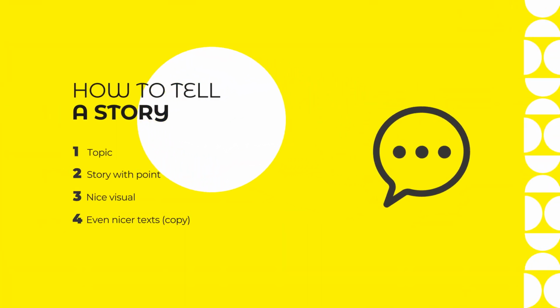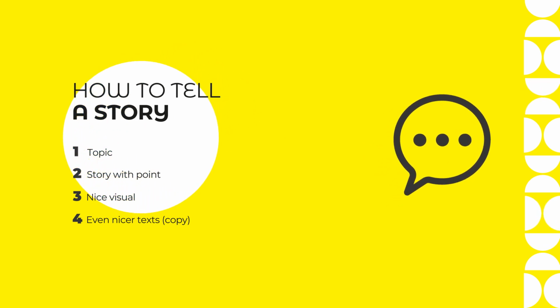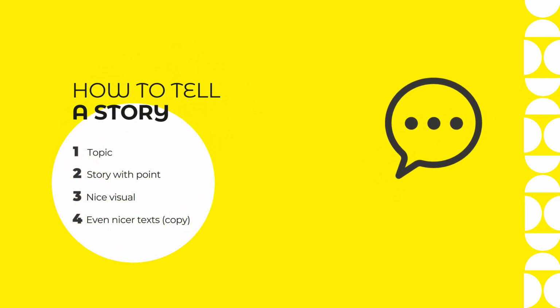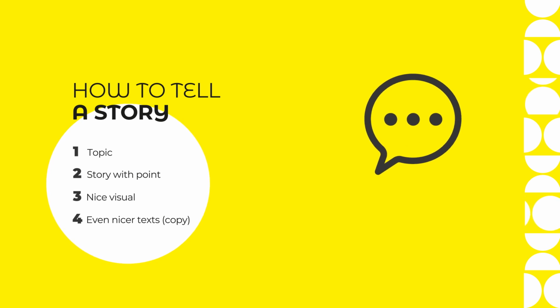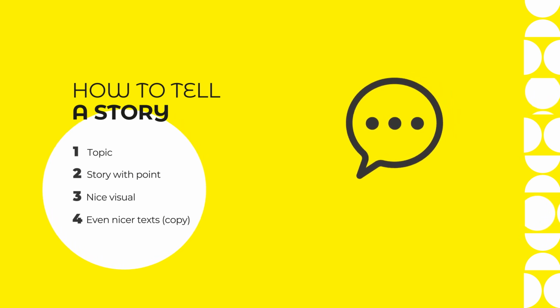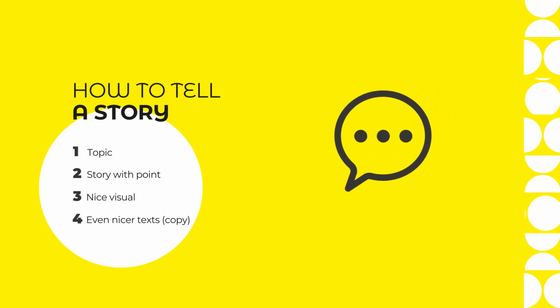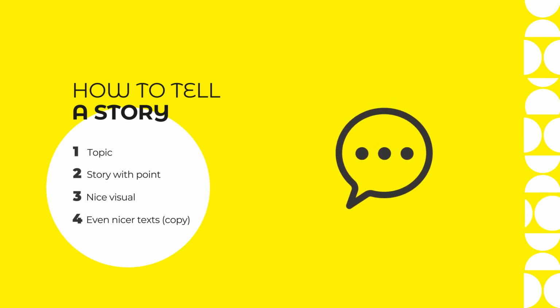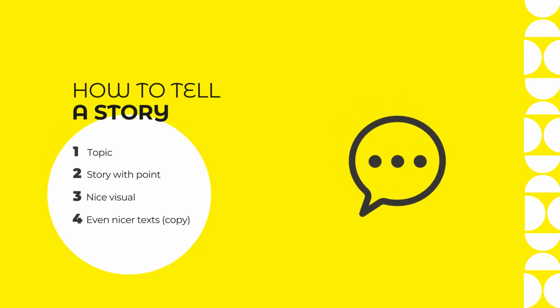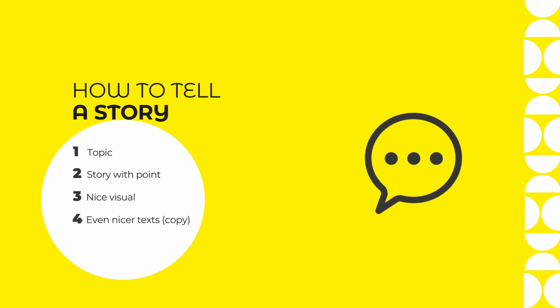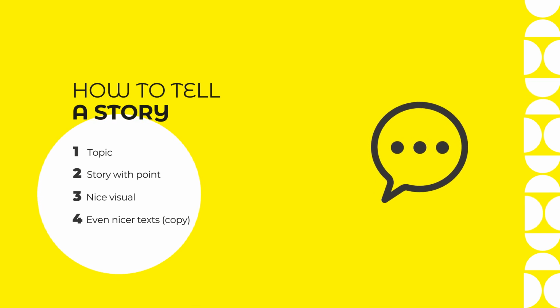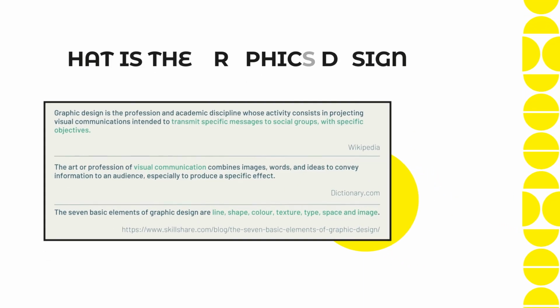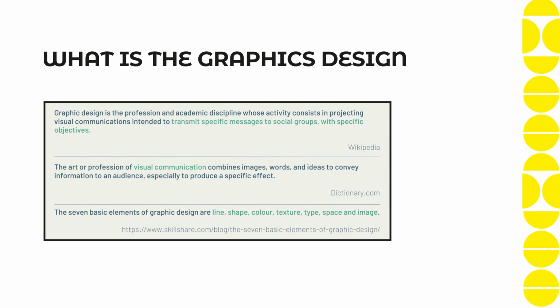When we want to tell and share a story by presenting our digital content, we have to follow 4 steps. First, think about the topic to present. Second, create a story that has a point. Third, prepare visually appealing materials, and fourth, use impactful and readable text that matches our design and completes a story.